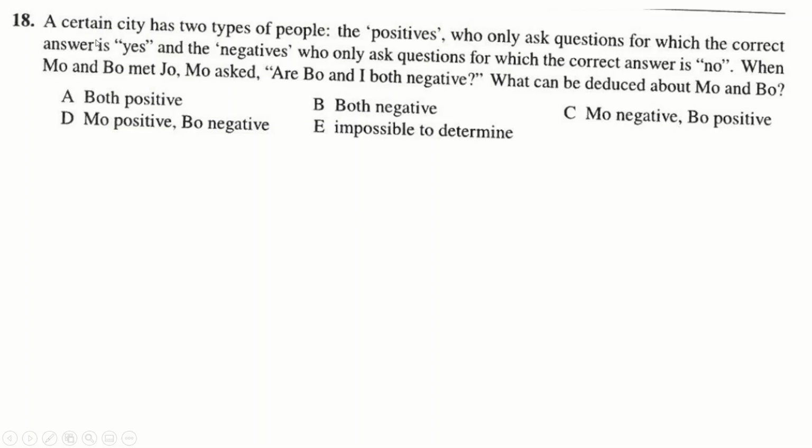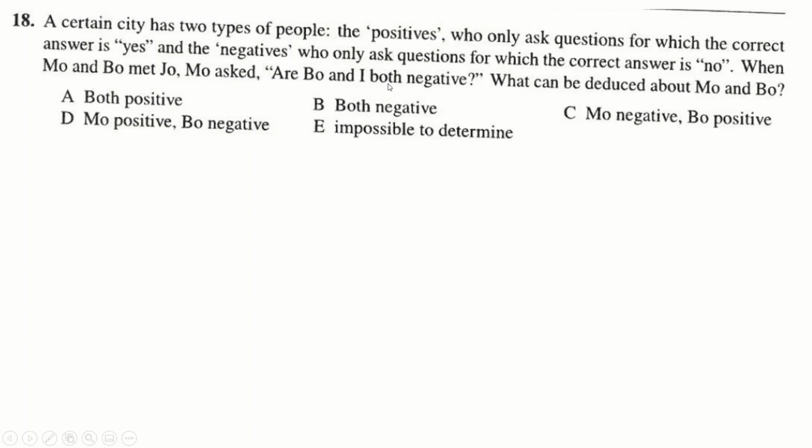This is quite a nice logic question here. It's a very weird question, and if you haven't done very many logic questions, you might have been a bit stuck. 2 types of people: positives who only ask questions for which the answer is yes, and negatives who only ask questions for which the answer is no. When Mo met these other 2 people, he asked Bo and I both negative.